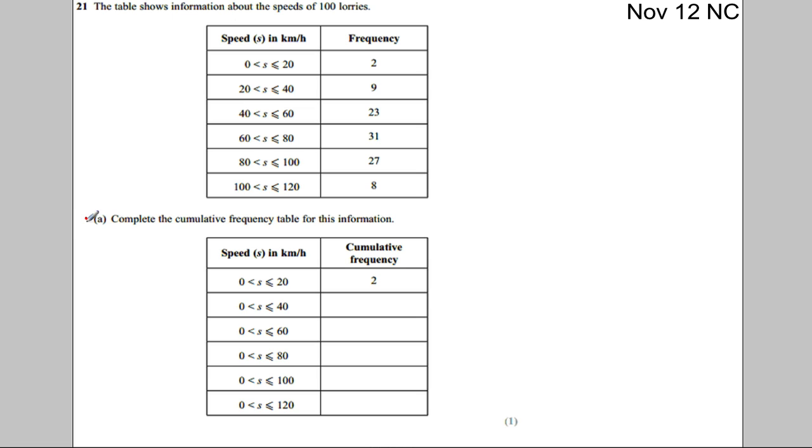Okay, part A, complete the cumulative frequency table. This is about the speeds of 100 lorries. I know that this answer here, when I complete my cumulative frequency table, better add up to 100 or I've done it wrong. So firstly, I put 2 in this one, then I do 2 add 9, which is 11. Then I do 11 add 23 for this one, which is going to be equal to 34. Then I do 34 add 31, this one add that one, it's going to be 65.